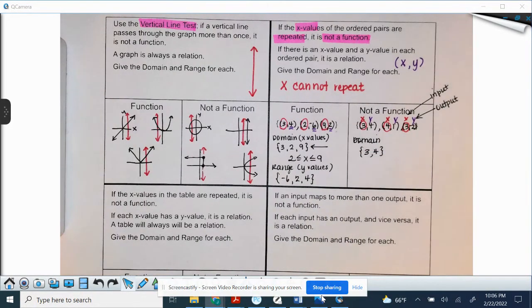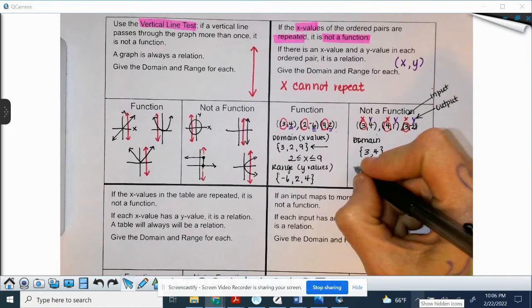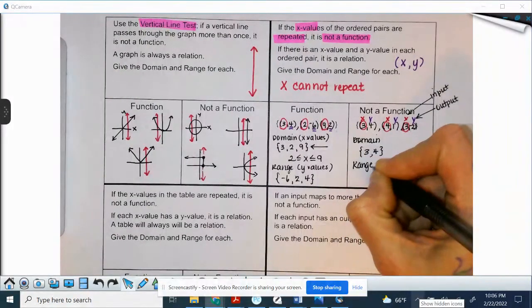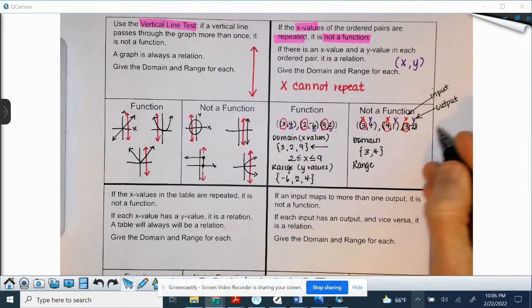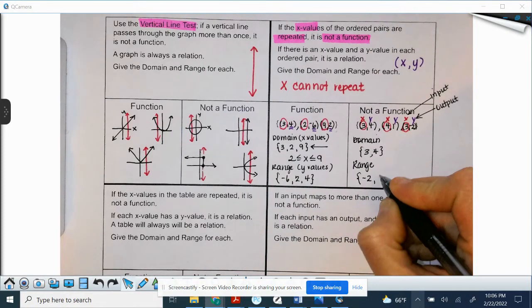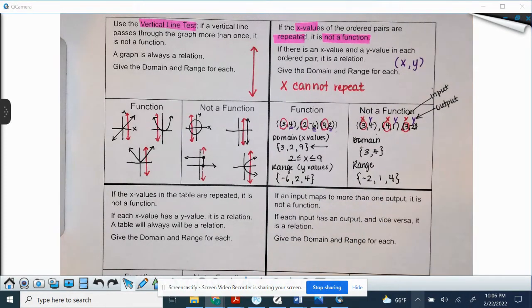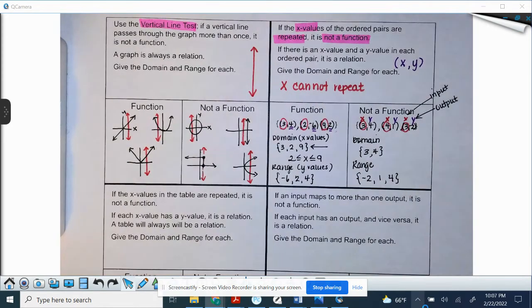And then our range is going to be our list of our y values. So we have -2, 1, and 4. So when it's just a set of coordinates, if it asks for domain and range, you are just listing the x values and the y values, especially if they're literally just dots on a graph, listing coordinates.